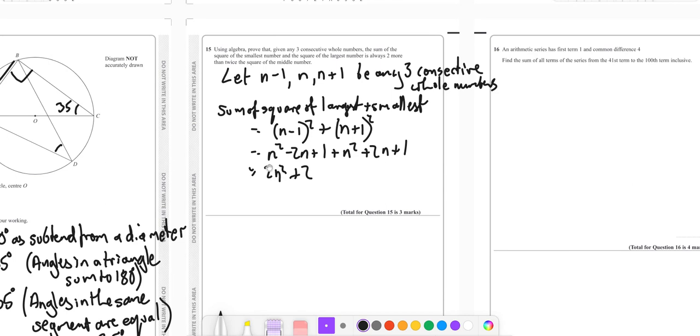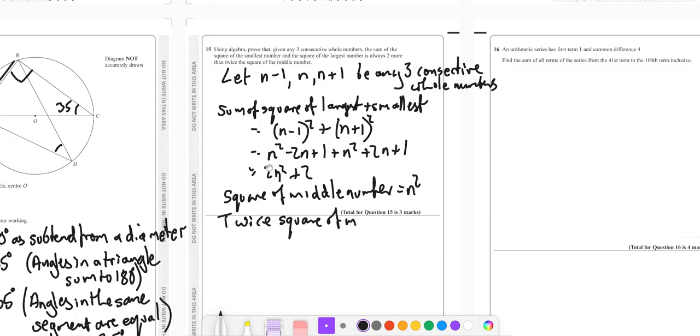and twice the square of the middle number equals n squared, twice the square of the middle number equals 2n squared. Therefore, the statement is true.